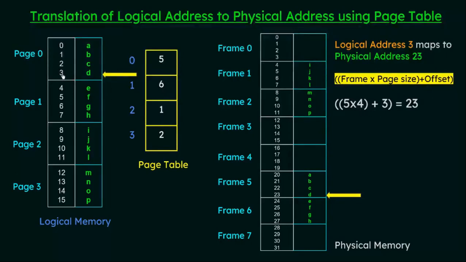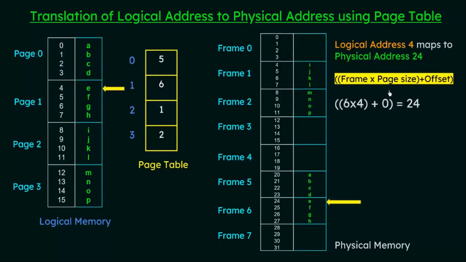Now, what is the offset here? The offset of logical address 3 is 3, because the positions are 0, 1, 2, 3. It is in the third position. So the offset is 3. So 5 into 4, 20, plus 3, 23. If you look here, this D, or logical address 3, is mapping to physical address 23. So we see this in the diagram, and also we have proved it using our formula.